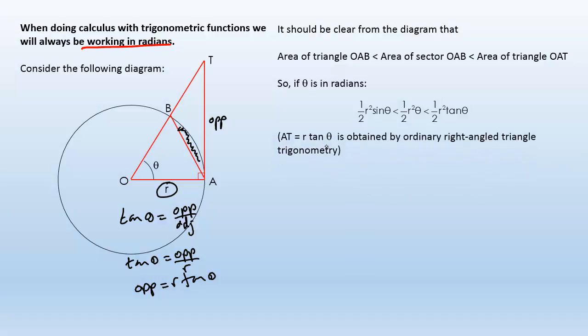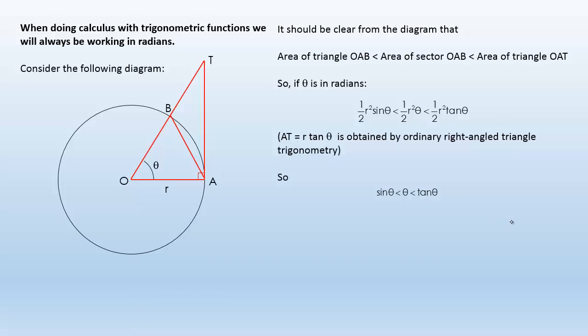So AT is r tan theta, obtained by ordinary right-angled triangle trigonometry, as I just explained. So getting rid of a half r squared, which is common throughout, and note half r squared must be positive, so it's okay with an inequality just to cancel it out. Sine theta is less than tan theta. So tan theta we know is sine theta over cos theta. We can divide through by sine theta because we're talking about an acute angle, and we'll be talking about an acute angle throughout this argument.